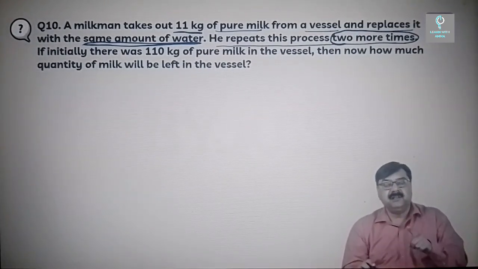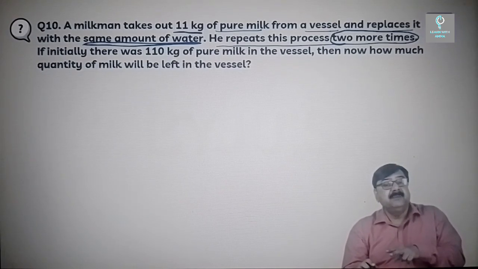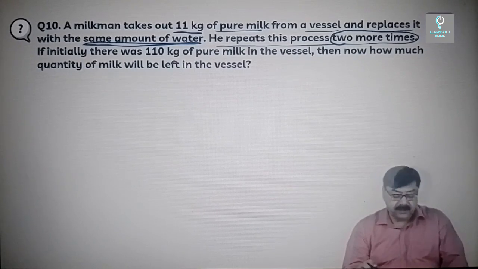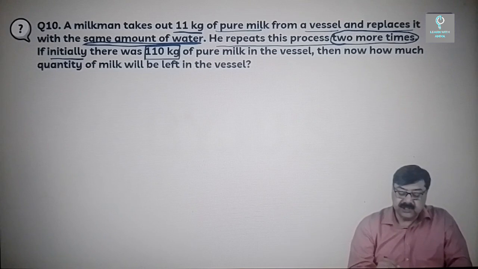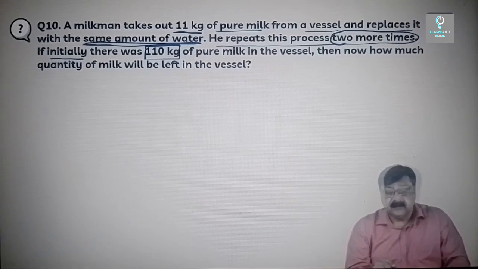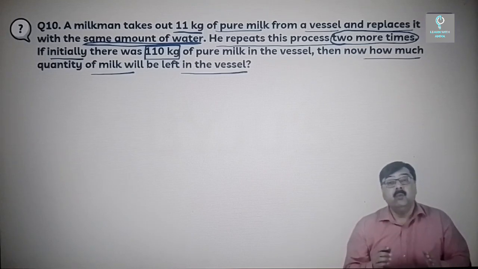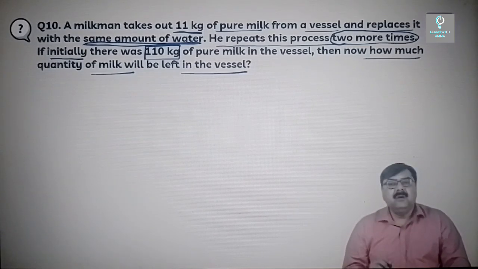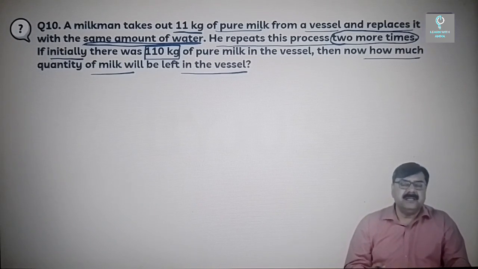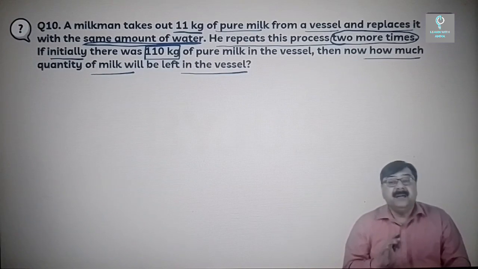Now he repeats this process 2 more times. So after the first process, when he replaced 11 kgs of pure milk with 11 kgs of water, after that he has repeated this process 2 more times. If initially there was 110 kgs of pure milk in the vessel, then how much quantity of milk will be left in the vessel after these 3 processes have been completed? Now, these are very commonly asked questions, and let us try and understand this particular type in a better way.